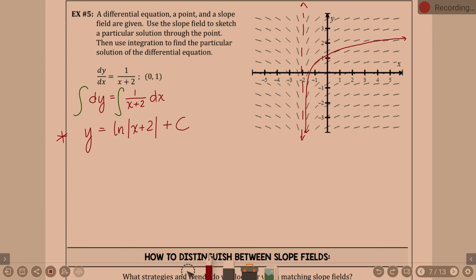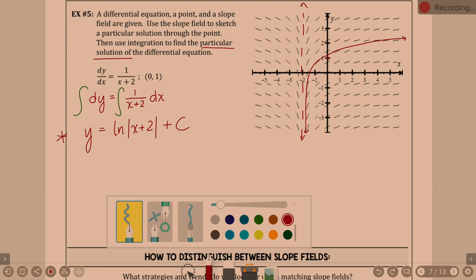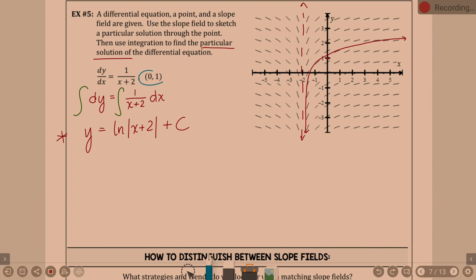Okay. Use the integration to find the particular solution. This is not the particular solution. This is your general solution. How do I find particular? Plug in your point. So now, we're going to plug in 0, 1. So what do we know? 1 equals natural log of 0 plus 2, plus c. Okay, so what is c? 1 minus natural log of 2. I can go with that. c is 1 minus the natural log of 2.